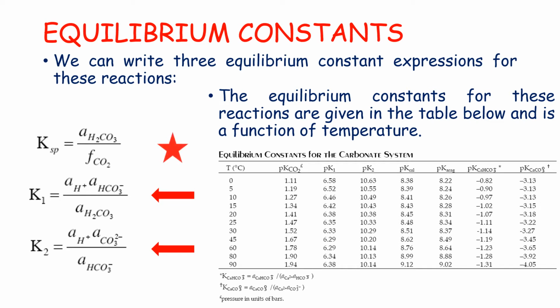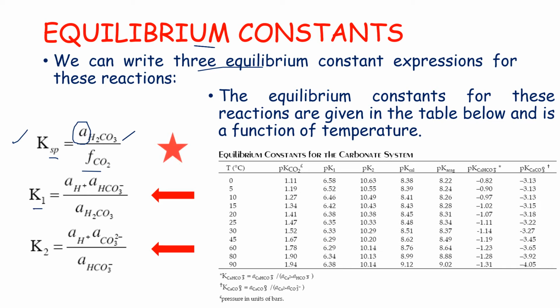Essentially then, if you come into the topic of equilibrium constants as applied in carbonate chemistry, we can write three equilibrium constants for these reactions. The first one, the solubility constant for carbonate, is written as the activity, not the concentration, but activity of carbonic acid divided by the fugacity of carbon dioxide. The activity has been explained in the past, but in essence here we're going to be replacing all the concentrations with activity.